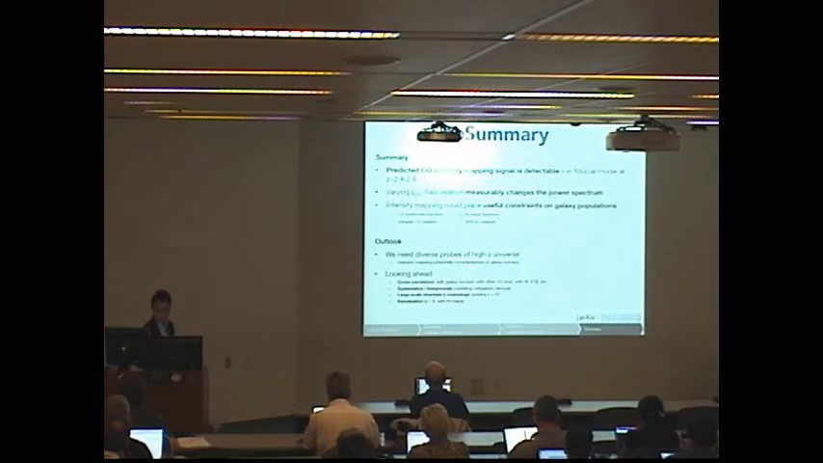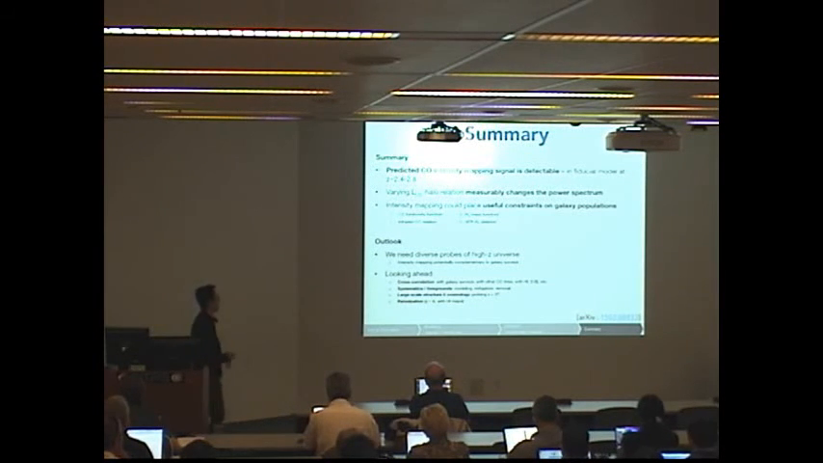So I'm running out of time, so I will just summarize here. There are three main takeaway points I want to make here. The first is that in our fiducial model, the predicted CO intensity map appears to be detectable at around redshifts of 2.4 to 2.8. The second is the CO halo relation and the details therein measurably change the power spectrum. So there is information contained in the CO power spectrum.